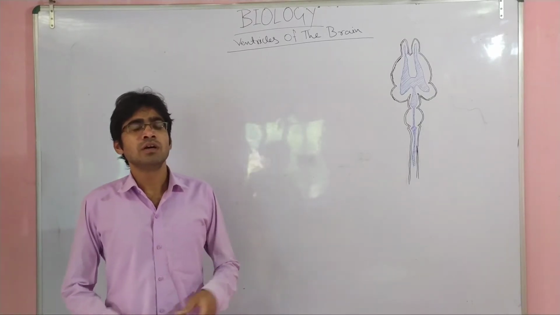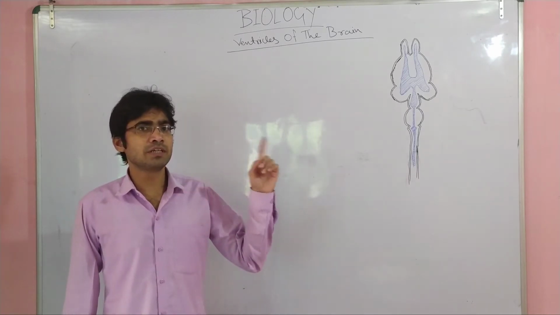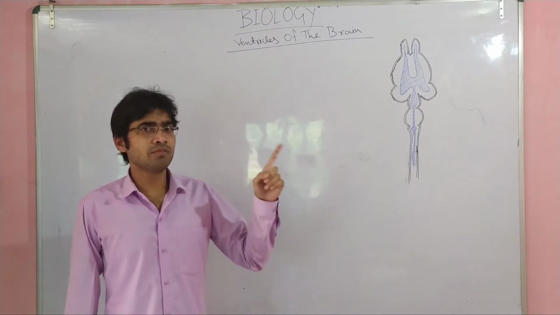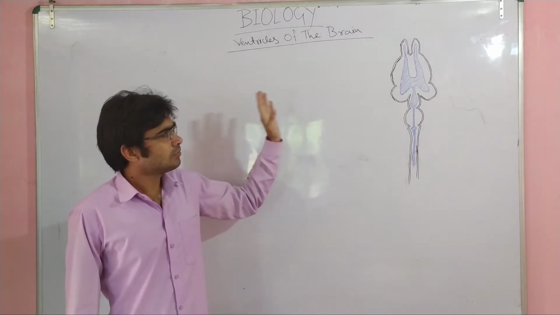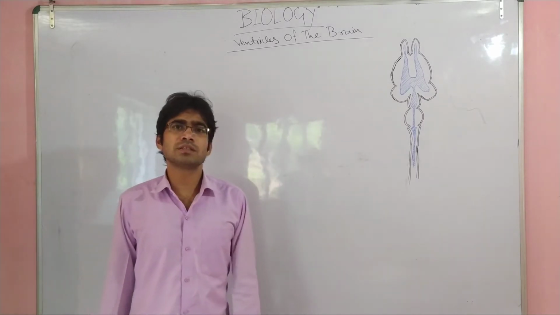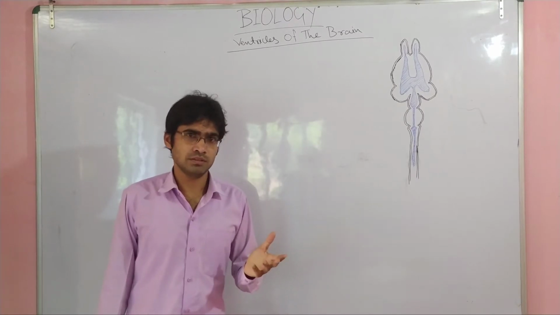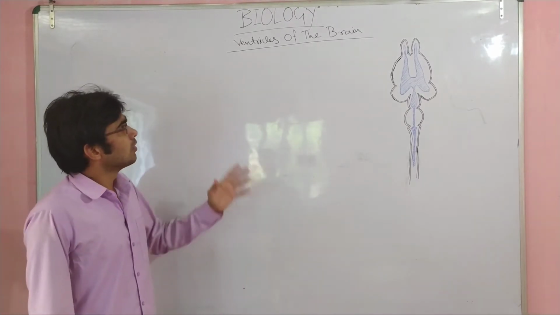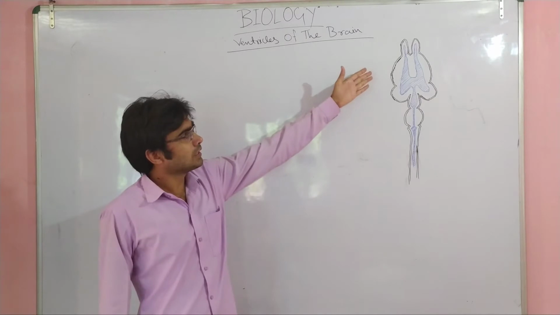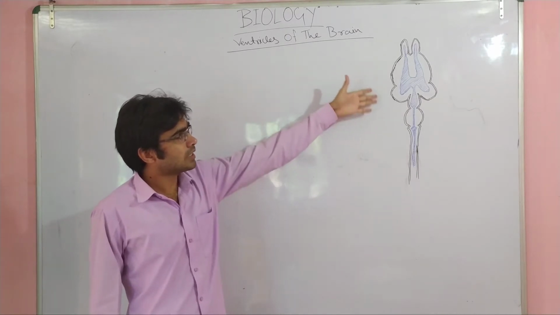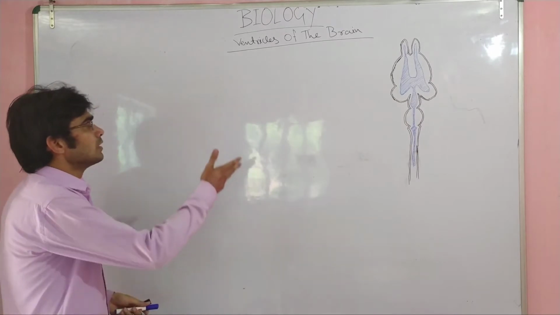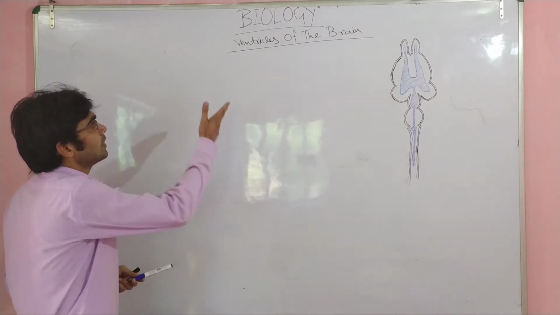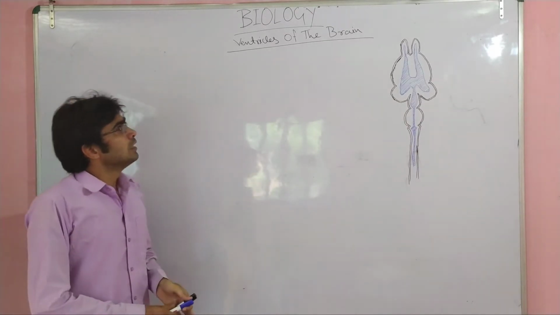In this video, I am going to discuss the ventricles of the brain, which is a very vital portion of the nervous system. Here we will discuss the ventricles of mammals. So, here you are watching the unlabeled diagram that I will label. So see, the ventricles of the brain.